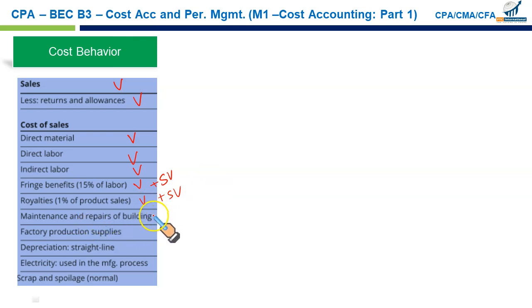Maintenance and repairs, normally it is semi-variable. Some part is fixed, then it varies with the level of activity. Factory production supplies is variable. Depreciation, straight line is of course fixed cost. Electricity used in manufacturing process, if it's entirely based upon the units consumed, it's variable. If there is a standing charge, then it's semi-variable. Scrap spoilage, it again depends upon the level of production, so it is variable.